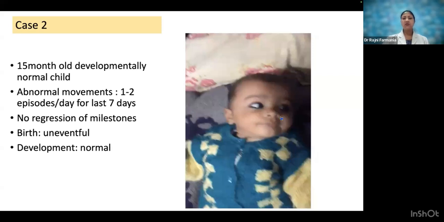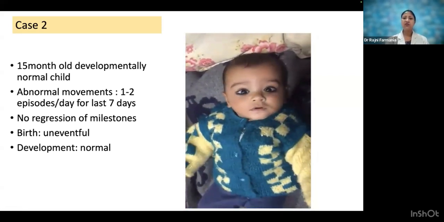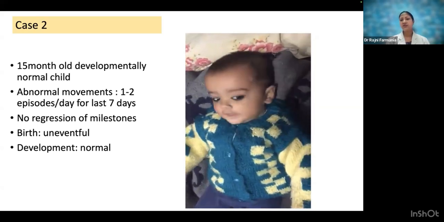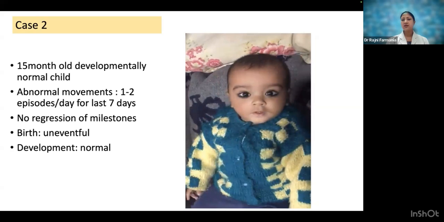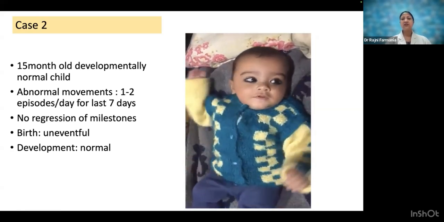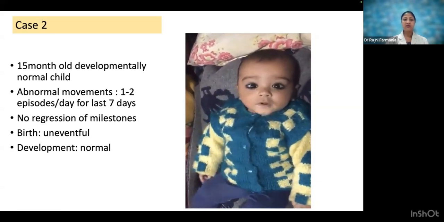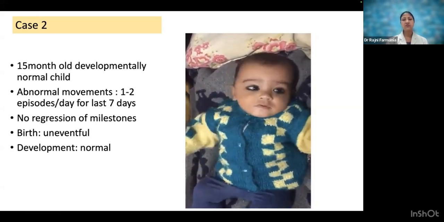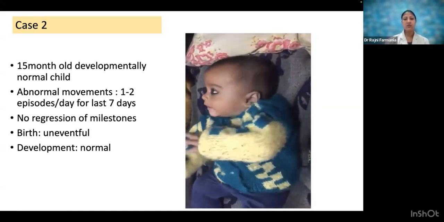Now, this is another case. The case is a 15-month-old baby. He was developmentally normal. He had these kinds of abnormal movements, 1 to 2 episodes per day, and it just started 7 days back. So here you can see these. These are spasms, infantile spasms, wherein the child is having flexion spasms. There is no regression of milestones because it just started in the last 5 to 7 days. The child is smiling, happy otherwise.